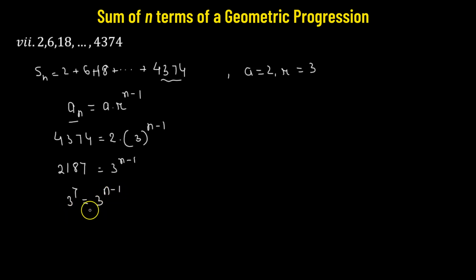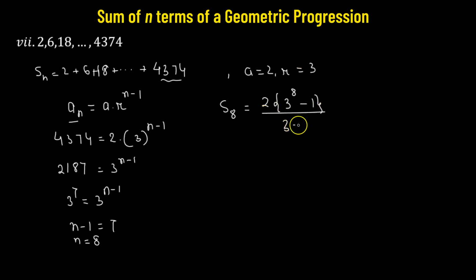Since the bases are equal, we can equate the powers. So n minus 1 will be equal to 7. Solving for n, we will get 8. Now that we have the total number of terms, that's 8, the sum up to the 8th term will be equal to the first term multiplied to the common ratio of 3 raised to the power of 8 minus 1 divided by 3 minus 1.